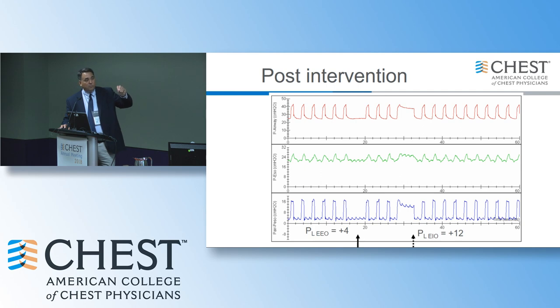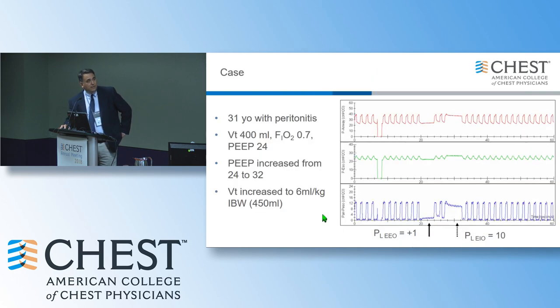They did a recruitment maneuver, and then within 5 minutes, they repeated the same measurements, and you can see that they met their endpoint where they wanted their expiratory pressure to be plus 4, and the transpulmonary pressure here is at 12. All right, so the second case I wanted to highlight is a 31-year-old with the same diagnosis.